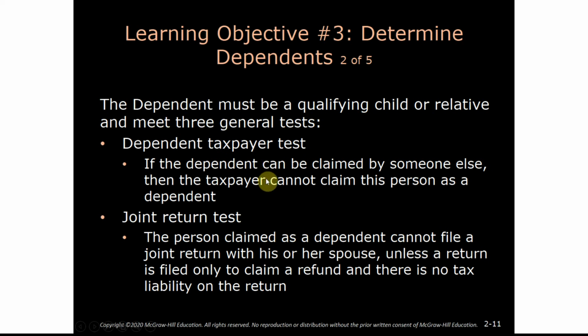So the dependent taxpayer test: if the dependent can be claimed by someone else, then that taxpayer cannot claim this person as a dependent. The joint return test: a person claimed as a dependent cannot file a joint return with his or her spouse unless the return is filed only to claim a refund and there's no tax liability due. So this is kind of an exception where a married couple can file a joint return if one of them is being claimed as a dependent. Normally you cannot file if you're being claimed as a dependent, but in this case you can file as long as the reason for filing is only to claim a refund and the filing results in no tax due by the taxpayer.